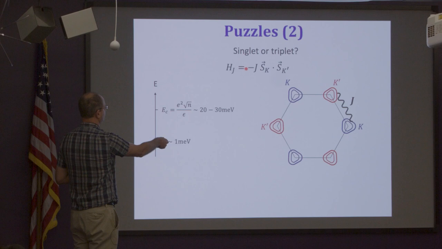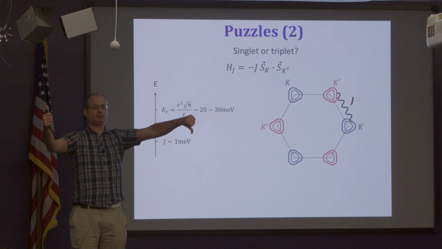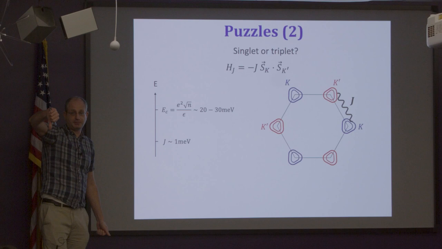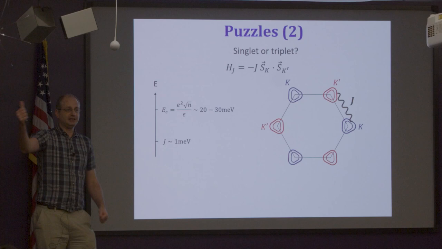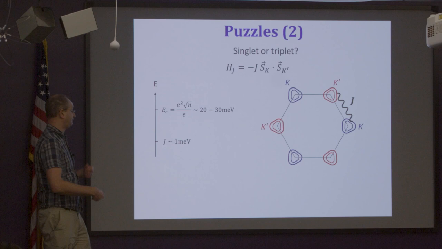Now, if you think about this coupling, the scattering of two electrons, say one with spin up and one with spin down, it involves an exchange. You have to flip the spin in valley K and flip the spin in valley K prime, which is equivalent to scattering the electron with spin up from K to K prime, and the spin down vice versa. So this coupling involves a very large momentum transfer, of the order of the size of the graphene Brillouin zone.